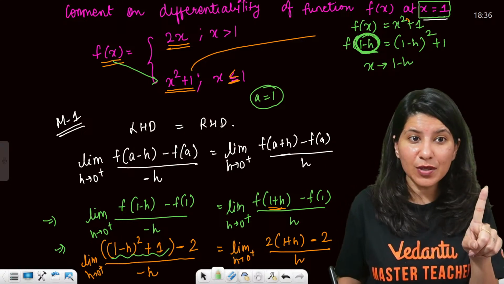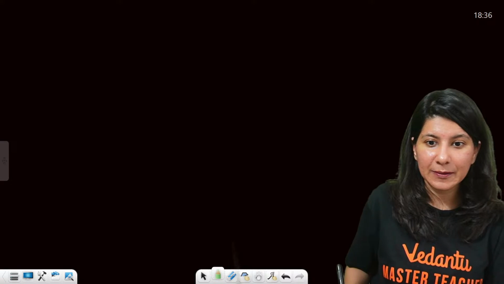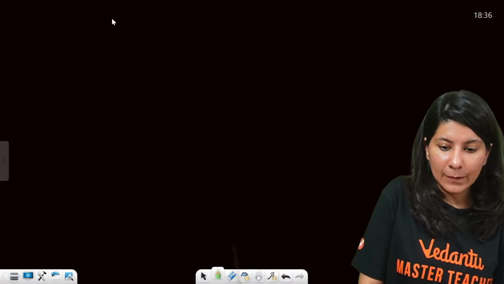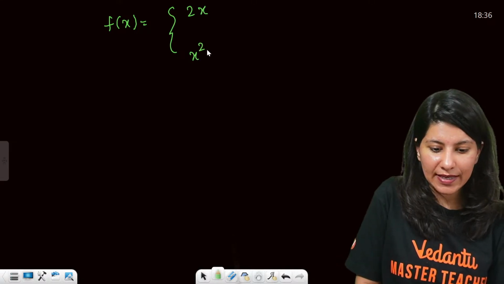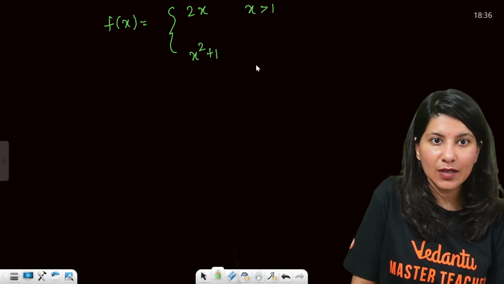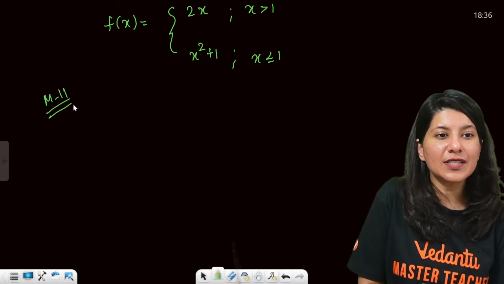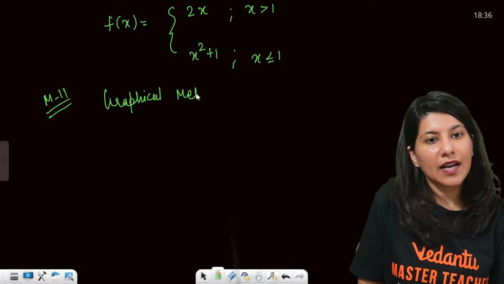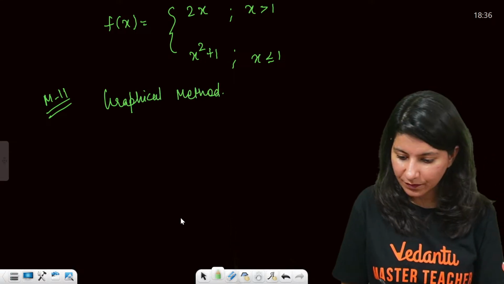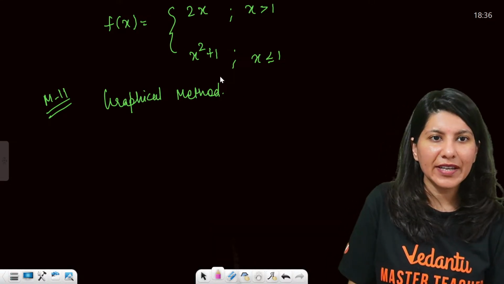Same question we are going to do. So now f of x equals to 2x for x greater than 1, and x square plus 1 for x less than or equals to 1. Now method number 2, which is graphical method. Okay, what is graphical method, ma'am? Graphical method is very easy.